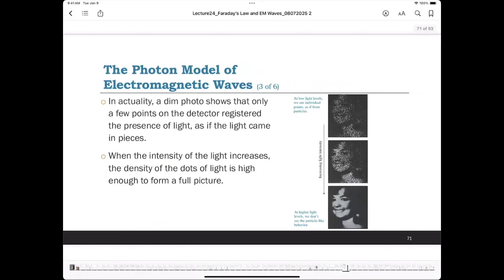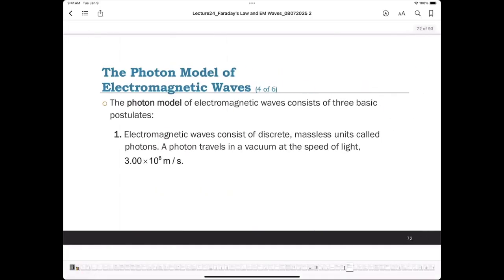Actually, a dim photo shows that only a few points on the detector registered the presence of light, as if the light came in pieces. When the intensity of the light increases, the density of the dots of light is high enough to form a full picture. And the photon model of electromagnetic waves consists of 3 basic postulates.